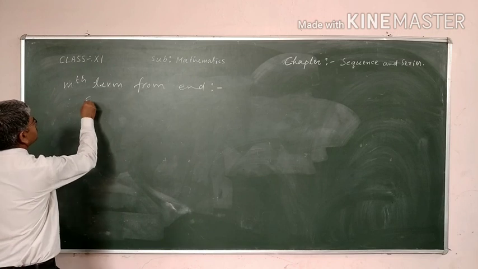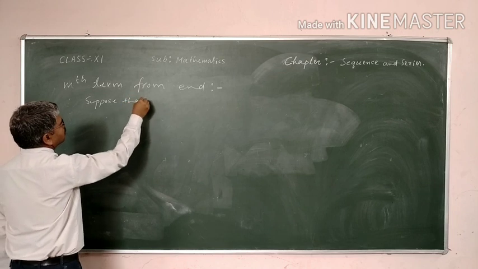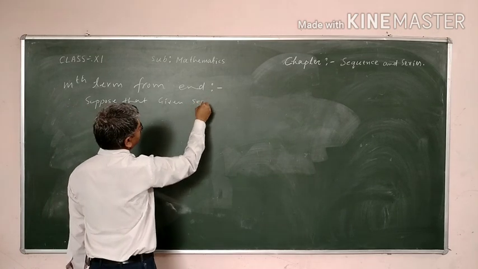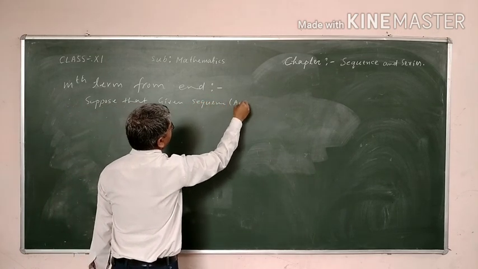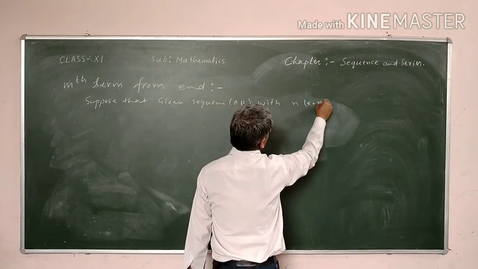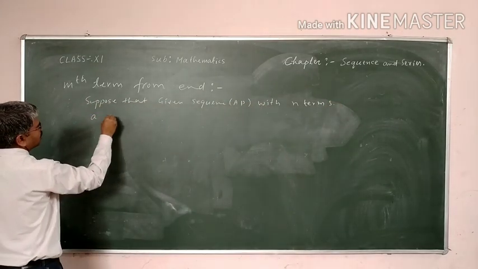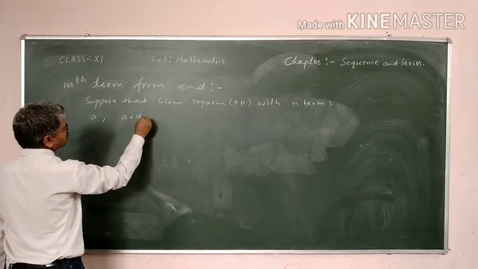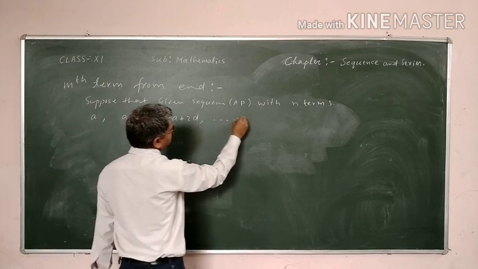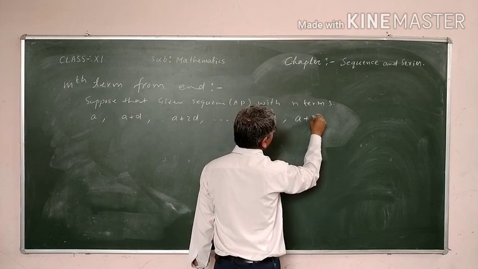Suppose that a given sequence AP with n terms is A, A plus D, A plus 2D, up to A plus n minus 1 into D.